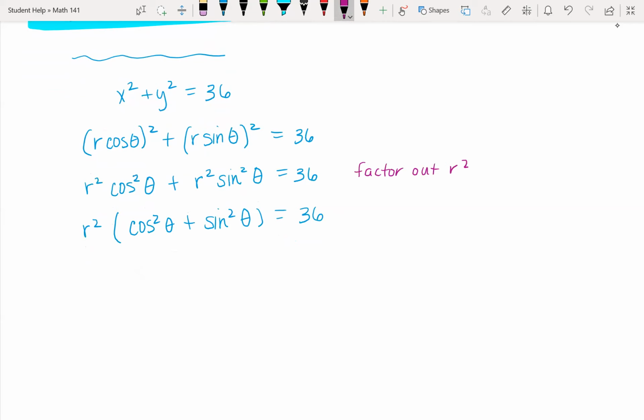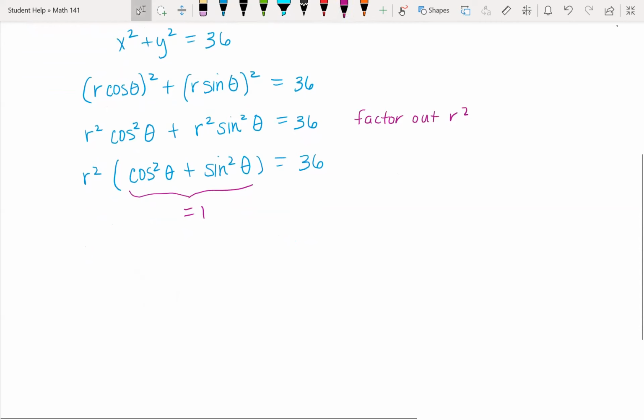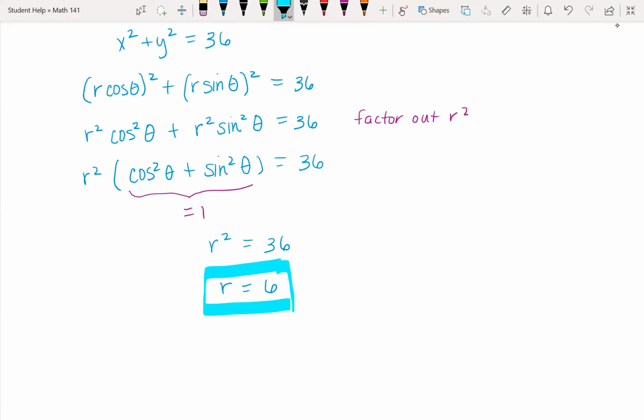Now, this is one of our Pythagorean identities, right? This is just equal to 1. Sine squared plus cosine squared is equal to 1. So we end up with r squared is equal to 36. And then if I take the square root of both sides, I get r is equal to 6. When we were talking a few minutes ago about graphing, we said that if we get an equation that's just giving us the radius, that is a circle on the 6th ring out from the origin. And so this is the polar equivalent to the rectangular version that we're used to seeing.